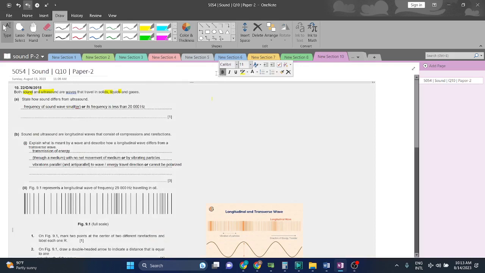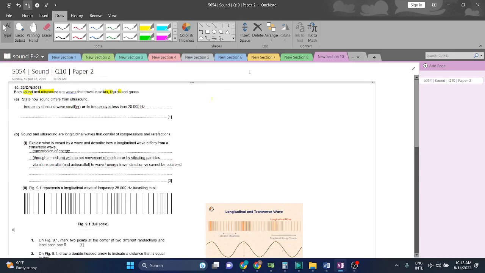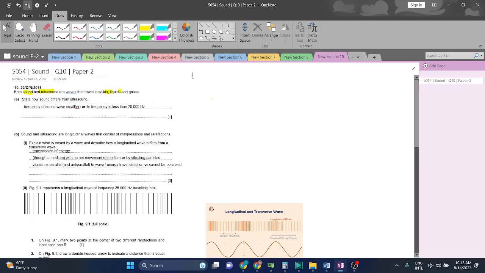Where are rarefactions? Rarefactions are at the less dense area. Let's remove this. I wrote R here, that's R. If you can identify all three, I am marking them all. While we're at it, let's mark the compressions as well. What are compressions? Areas of high density. So yes, done. Let's move ahead.